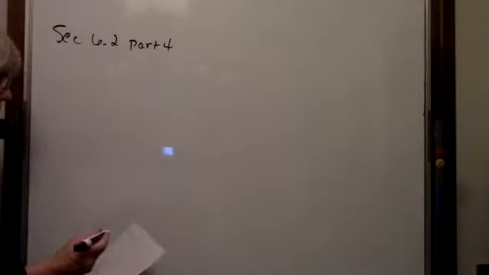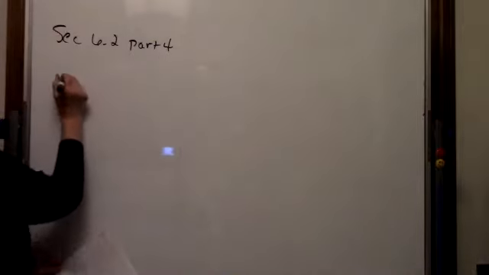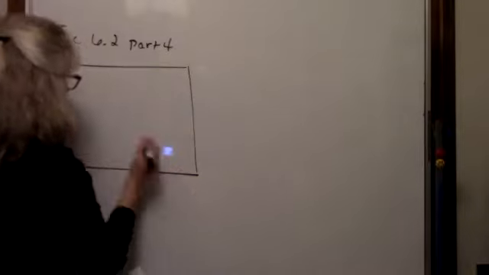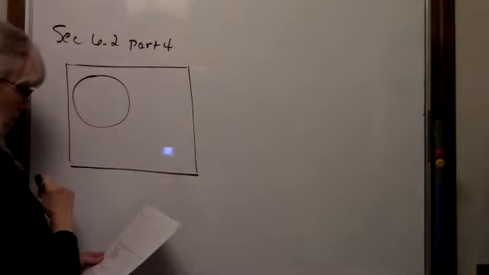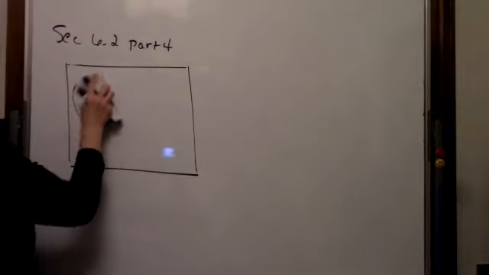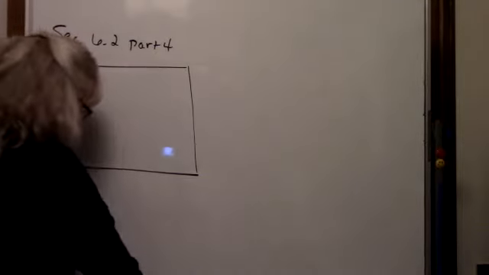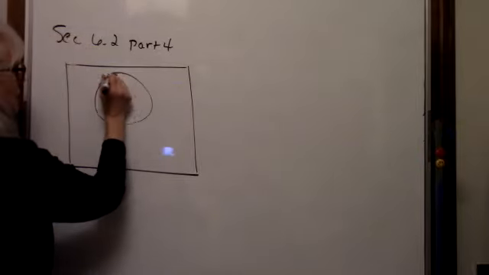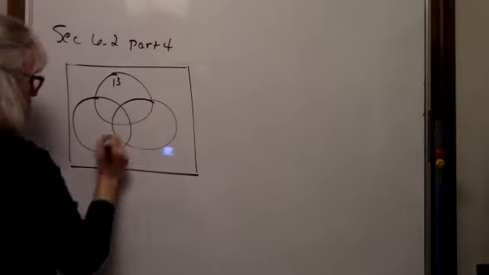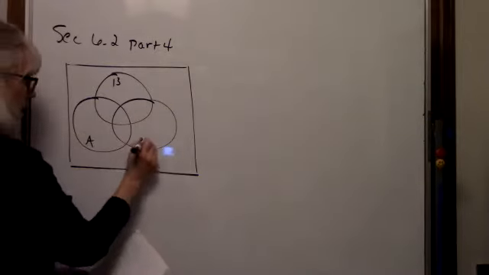Okay, in our last part of section 6.2, let's take a look at a Venn diagram that's already created for us with those three sets. The book does exactly the opposite of what I do, right? It puts one set on the top and two on the bottom. In some cases, this one's set B. This is A. This is C.